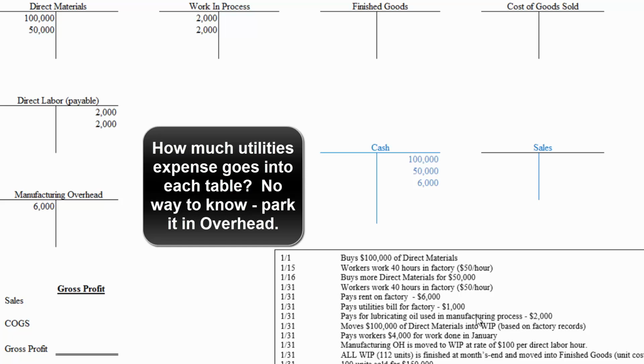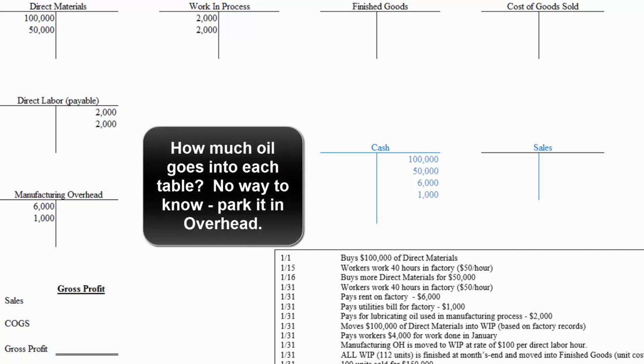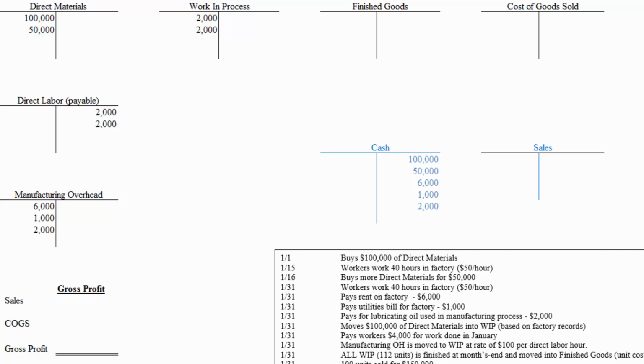Then we pay utilities for the factory. Well, it's for the factory, so it's a product cost. How much of the electric bill goes in each dining room table? We don't know. So we're going to park that cost in manufacturing overhead. And finally, we pay for some lubricating oil used in the manufacturing process. Well, since it's in the factory, it's a product cost, but we don't know how much oil actually went into the manufacture of each dining room table, so we're going to park that cost in overhead.